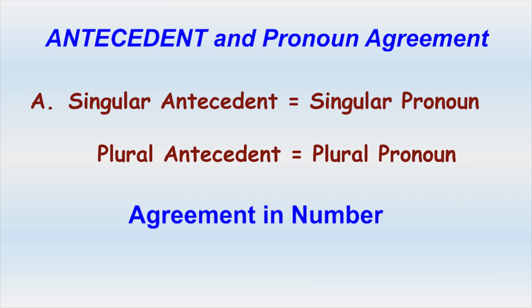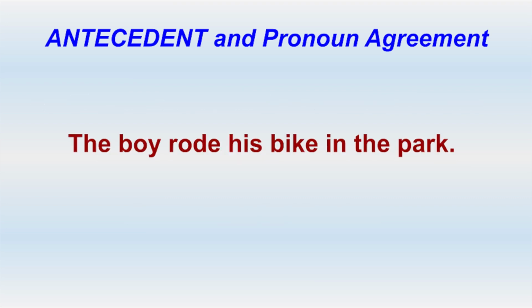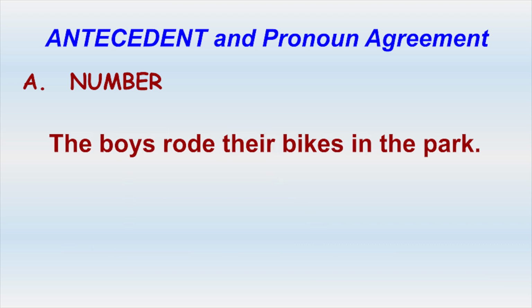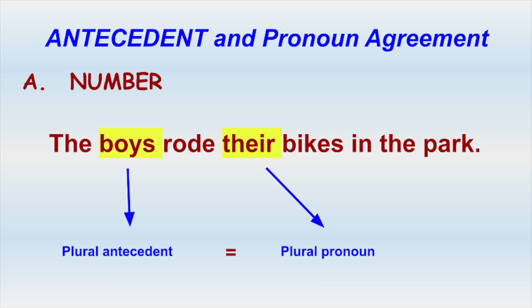Here are some examples. The boy rode his bike in the park. The singular pronoun his agrees with the singular antecedent boy. The boys rode their bikes in the park. The plural pronoun their agrees with the plural antecedent boys.